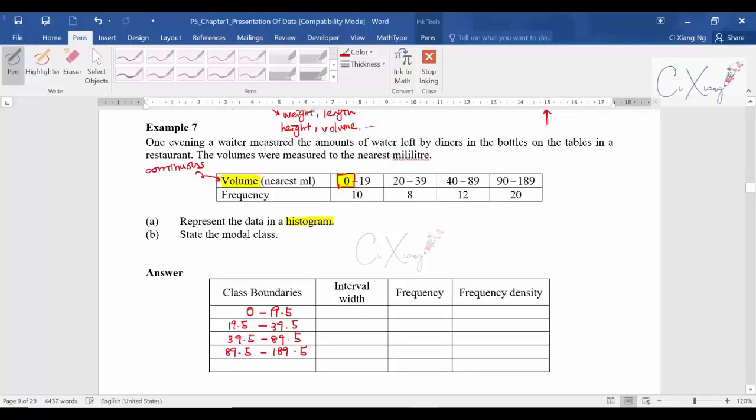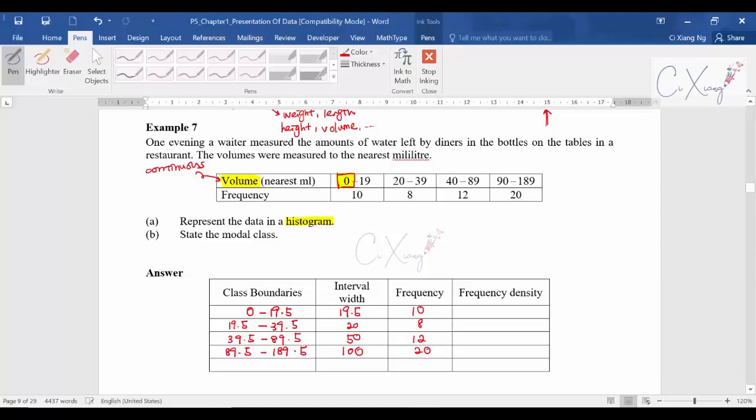After you settle the class boundary, the next one we consider is the interval width, because you need to check whether they are equal width or non-equal width. In general, you take the upper class boundary minus the lower class boundary. For the first class you have 19.5. Then 39.5 minus 19.5 for the second class gives 20, then 50, followed by 100. For the frequency, you just copy from the frequency distribution that was given.